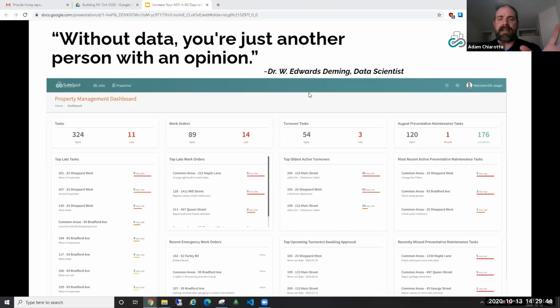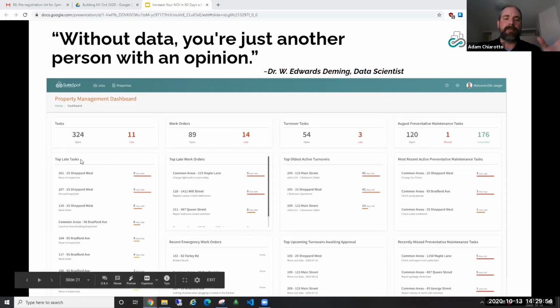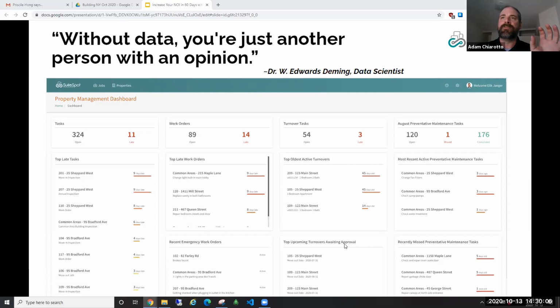So this is an example of a dashboard that we have. You can pull up this dashboard, you're a property manager, regional manager, whatever. You're able to see, what are my late tasks? What am I behind on? How are my work orders doing? What emergency work orders have I dealt with recently? How old are my turnovers, and what do I have upcoming? You're able to see it all from one screen, as opposed to the manual way, where you're going to have to pick up the phone and have conversations with multiple people, and that number of people is just going to expand with however many properties you need to manage.